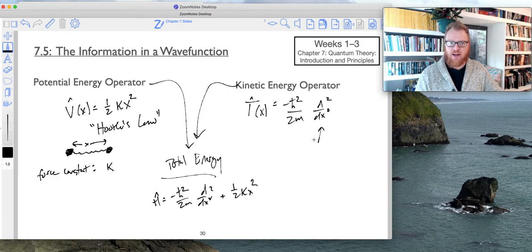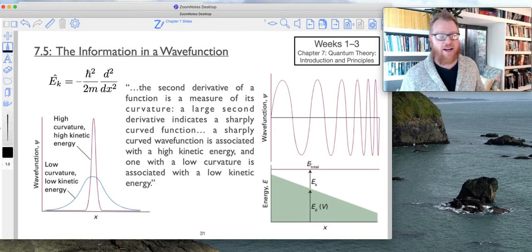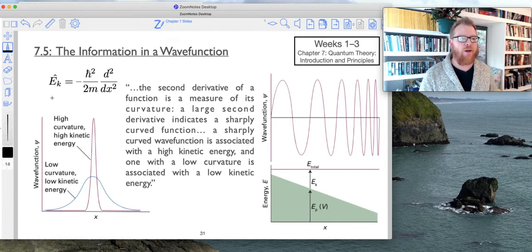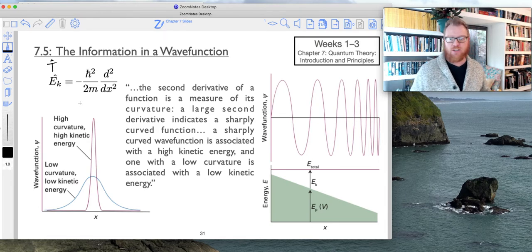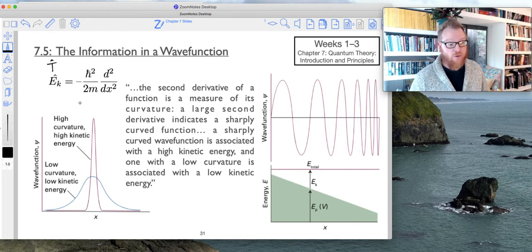Okay, so let's keep talking about this second derivative, okay? Recall, the second derivative of a function is a measure of its curvature. So a large derivative indicates a sharply curved function. A sharply curved function is associated with a high kinetic energy, and one with a low curvature is associated with a low kinetic energy. So here is that kinetic energy operator. Here I wrote it as EK, but sometimes also T. I just want to get you all used to the various letters that are used in the large number of texts on the subject.